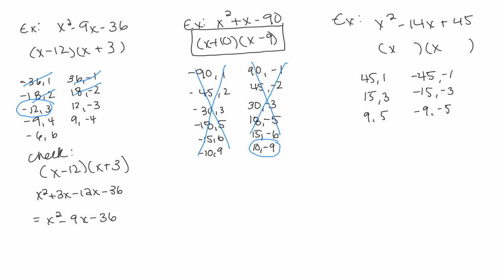Just to save you some time, as you're going through this list, hopefully you're like, that doesn't work, that doesn't work. Bingo, that one works. If I take negative 9 and multiply it by negative 5, I certainly get positive 45. And if I take negative 9 and add negative 5, I definitely get my negative 14. So there you have it. And again, if you want to double check yourself, you multiply those two factors using the FOIL method.